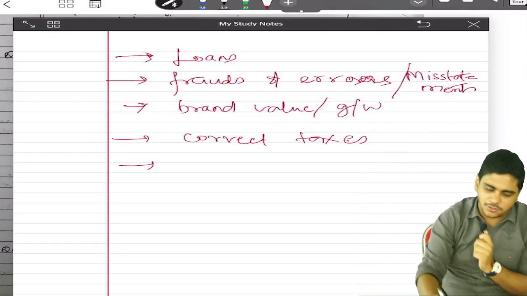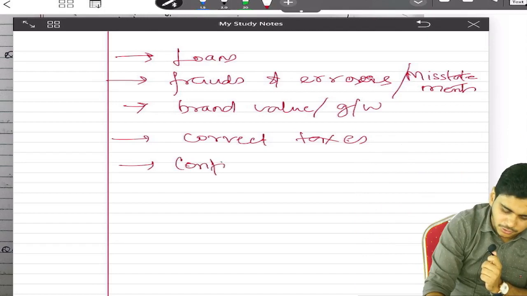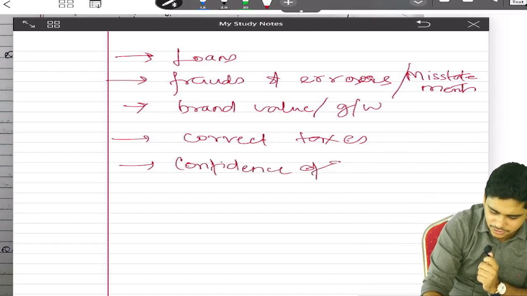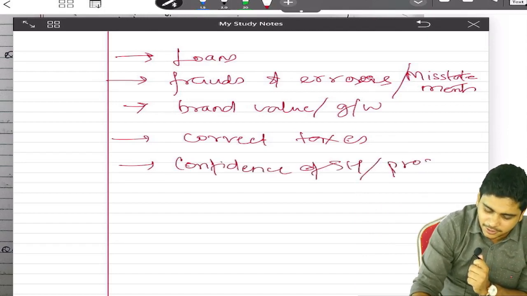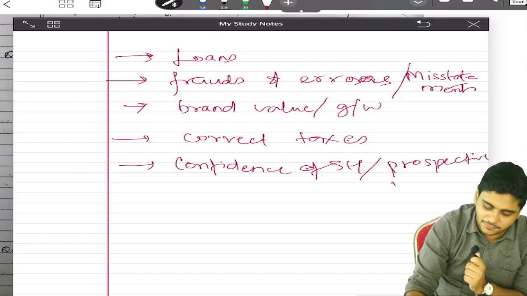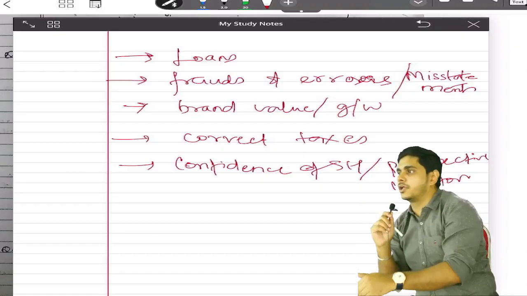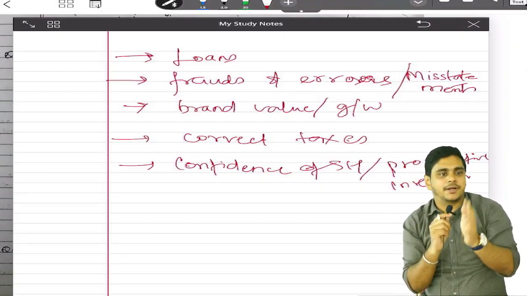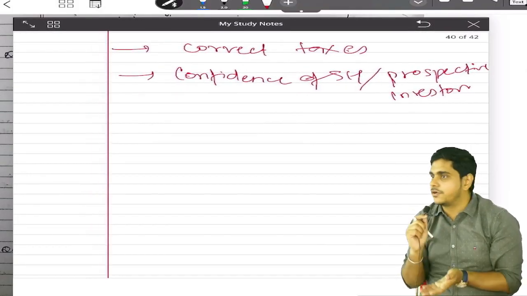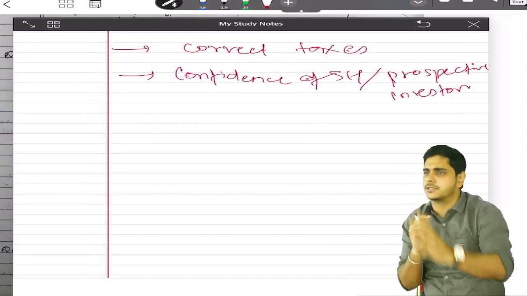Increase the confidence of shareholders, plus I would write the word prospective investors. Prospective investor means I should invest in that company or not. If the accounts are audited, that means somebody has verified, so my confidence would be increased. Give me one more reason.